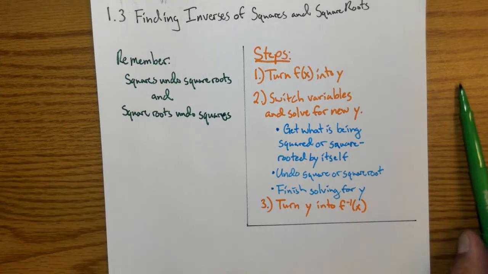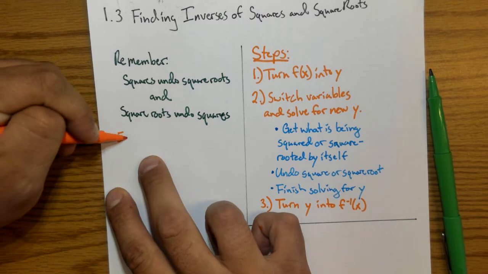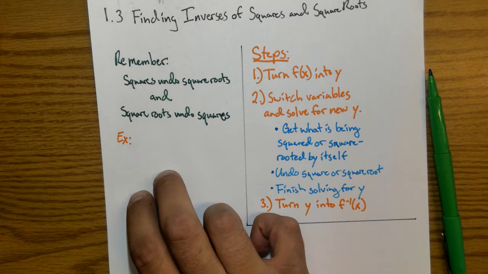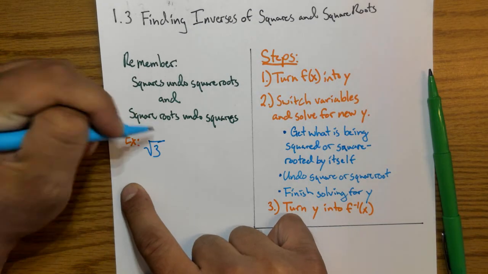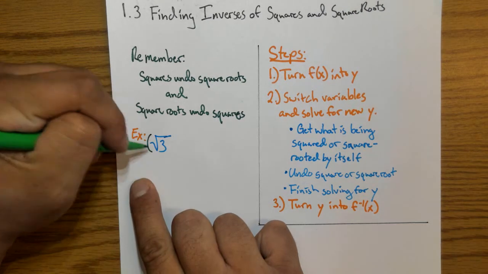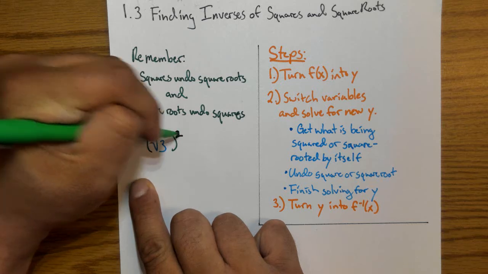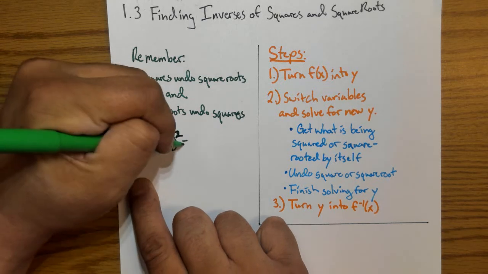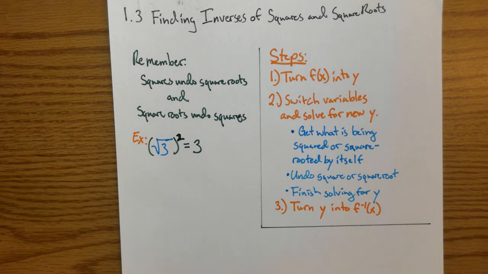So for example, say I have the square root of 3 here. Well, I can square the square root of 3, and I will actually get 3 out. So it undoes it. Just like how multiplication undoes division and division undoes multiplication, it's the same relationship.